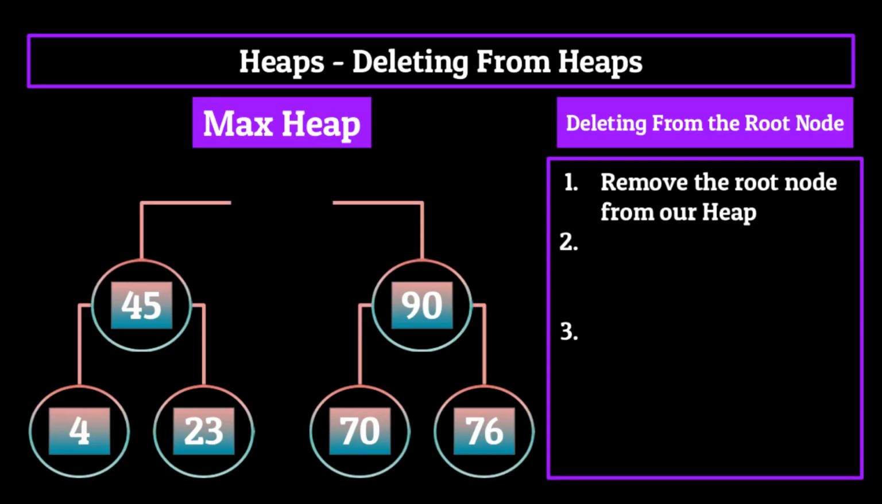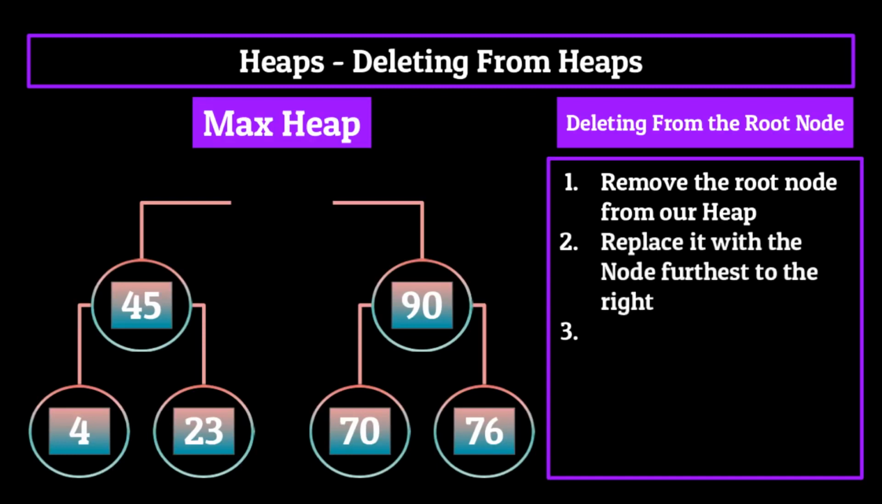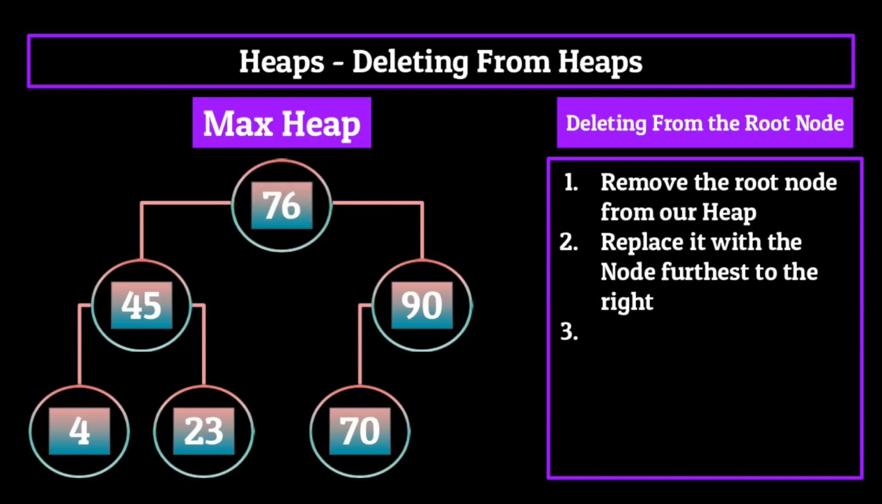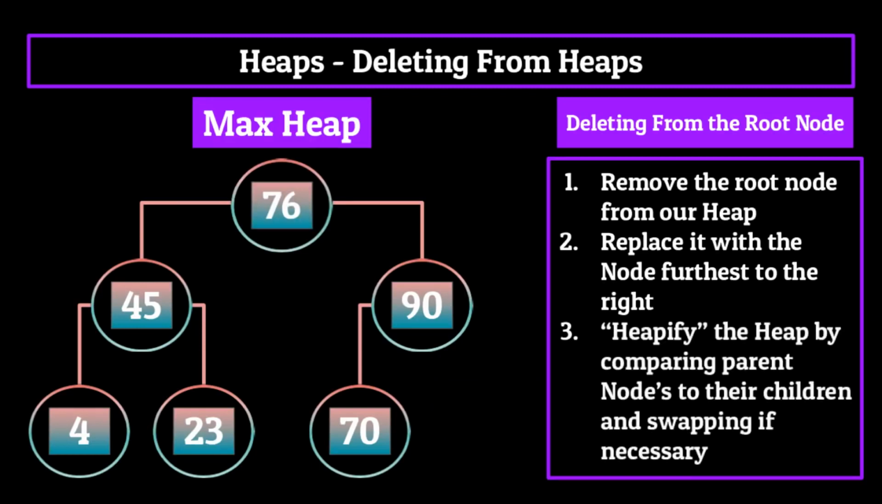What you do with it is up to the programmer. You can return it back to the user, store it somewhere else, print it out, etc. Either way, then, step 2 is replacing it with the node furthest to the right. In this case, it would be the 76 node. Finally, for step 3, we do what's known as a heapify to fix up the heap.